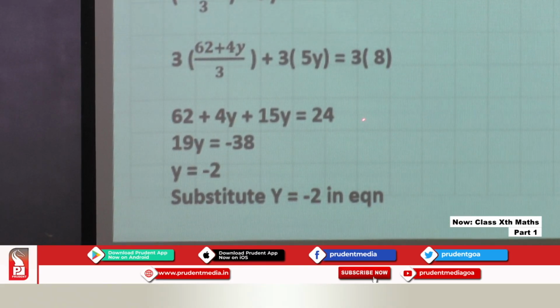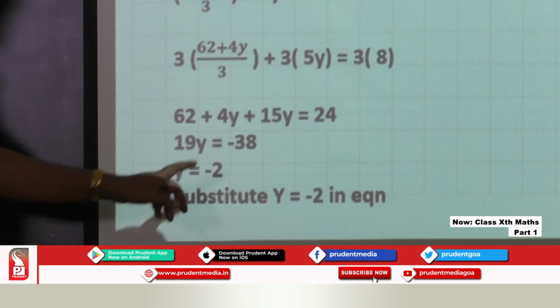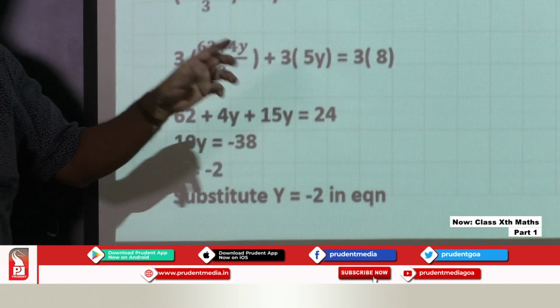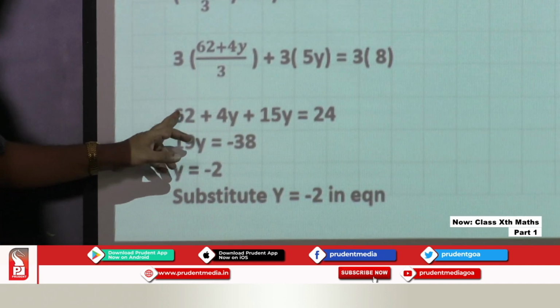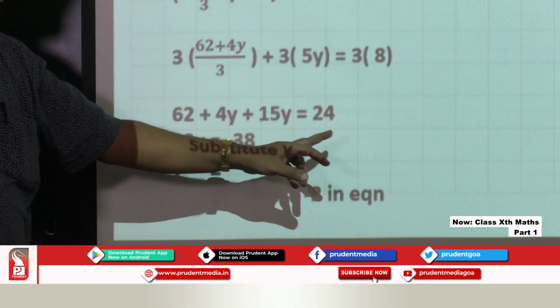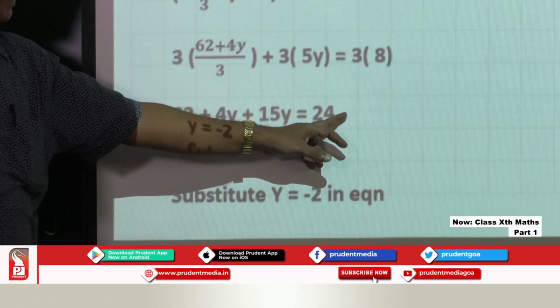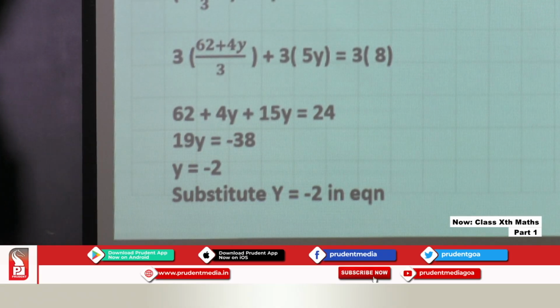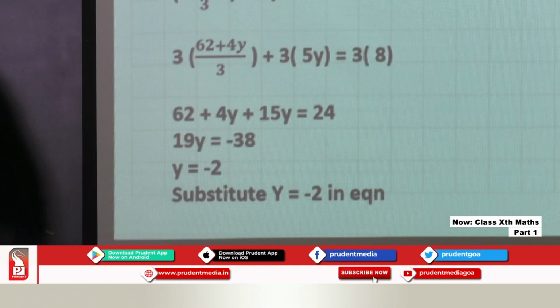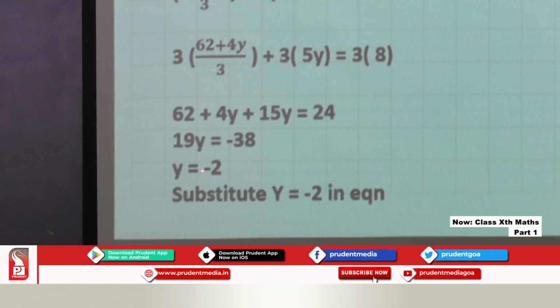When I shift this term to the right hand side, I have done it directly. So if you are not comfortable, you can shift this term to the right hand side. So what we will get here is 24 minus 62, and 24 minus 62 gives the answer minus 38. So when I take this 19 to the right hand side, what I get is y is equal to minus 38 upon 19, and minus 38 upon 19 is minus 2. So I am getting y is equal to minus 2.